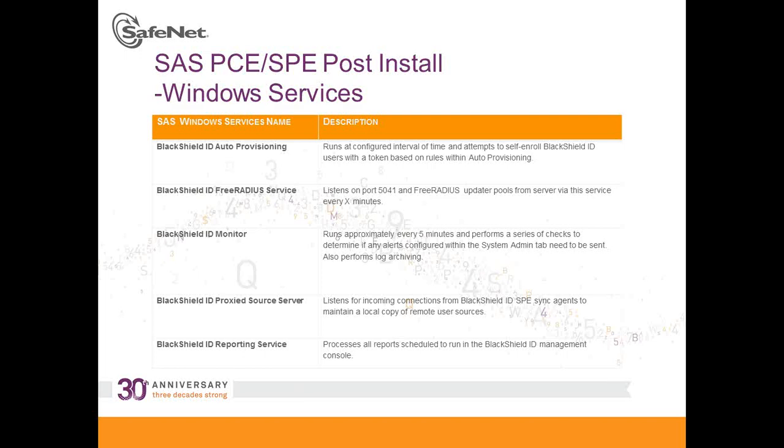I mentioned the Black Shield free radius service. This listens on port 5041, and free radius updater polls the service every X minutes. So we can define this, and I will review this next Monday when we talk about adding free radius to our network diagram and adding SAML to our network diagram.